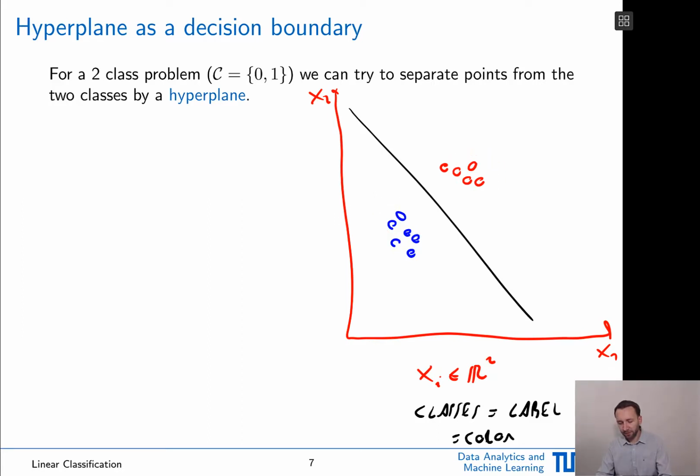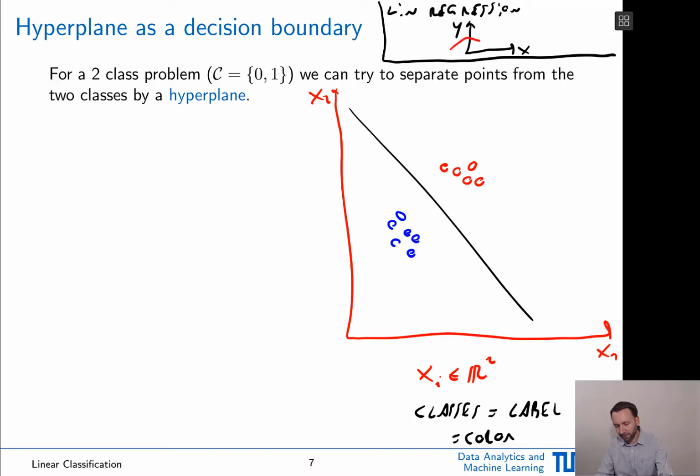Please don't confuse this with when drawing a linear regression. In linear regression we have drawn it like this, for example. Here's our x, here's our target y, and then we have here our function, for example. And here we had our dots around the function. So please note here the strong difference in these drawings. That's very crucial, otherwise you will be confused for the rest of this video.